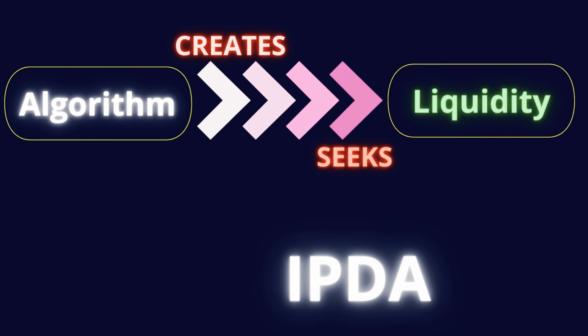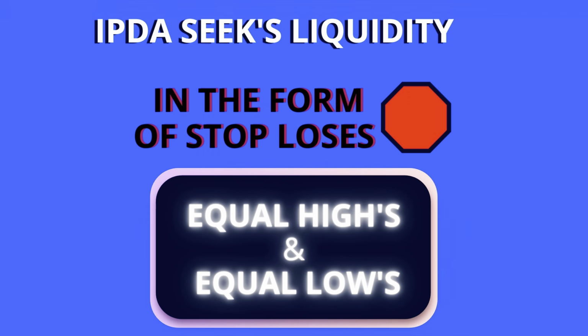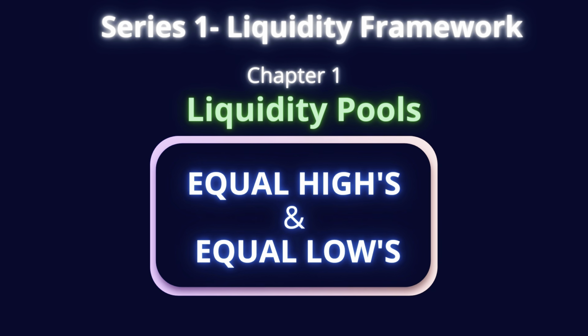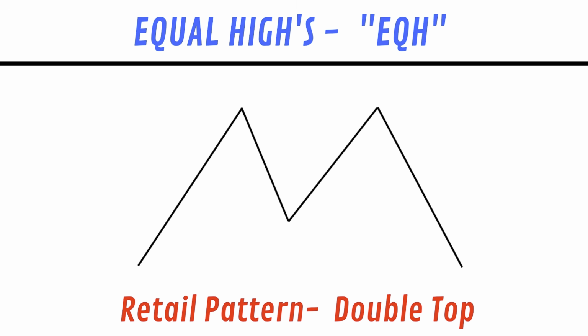There's an algorithm that creates and seeks liquidity. The algorithm's name is IPDA. IPDA seeks liquidity in the form of stop losses. In this video, I'm going to go over equal highs and equal lows because I think they're the most important, the most powerful, and the most overlooked concept there is.